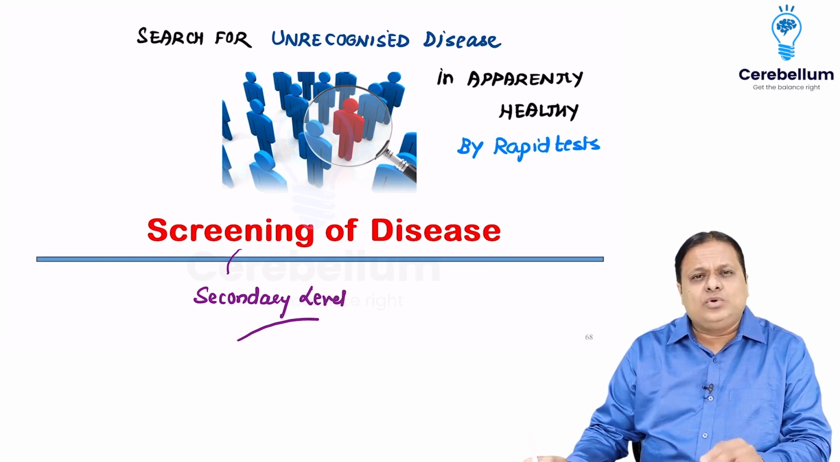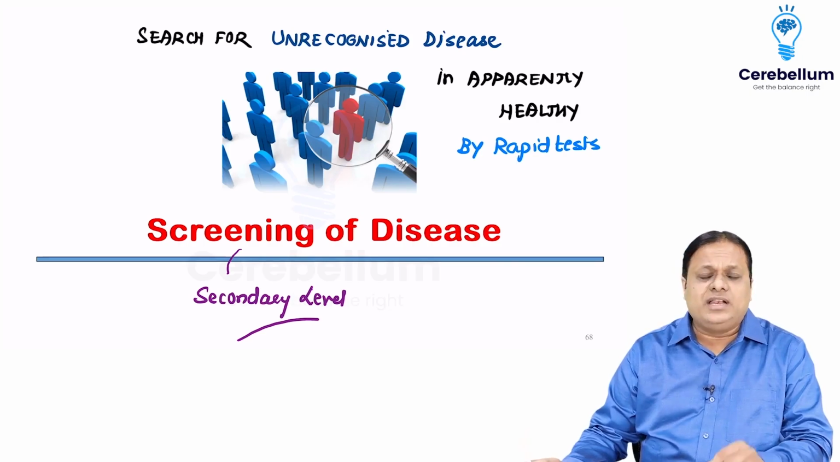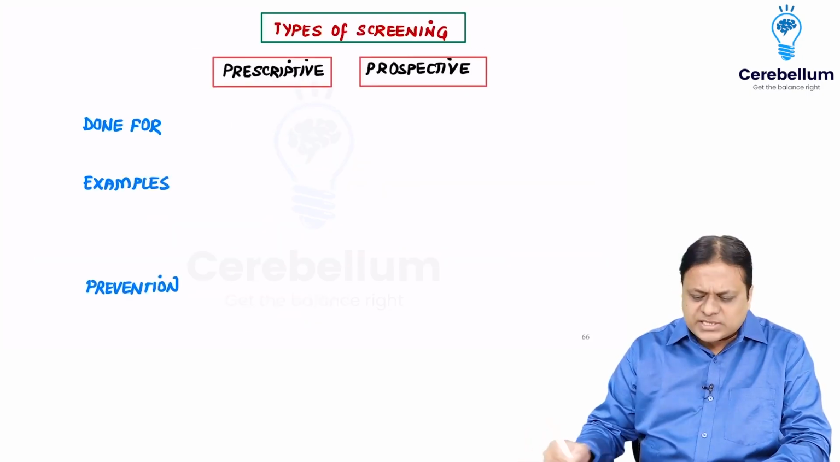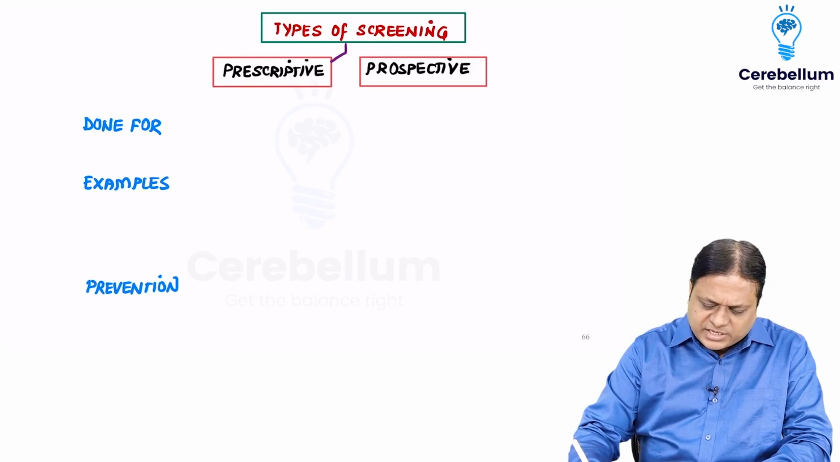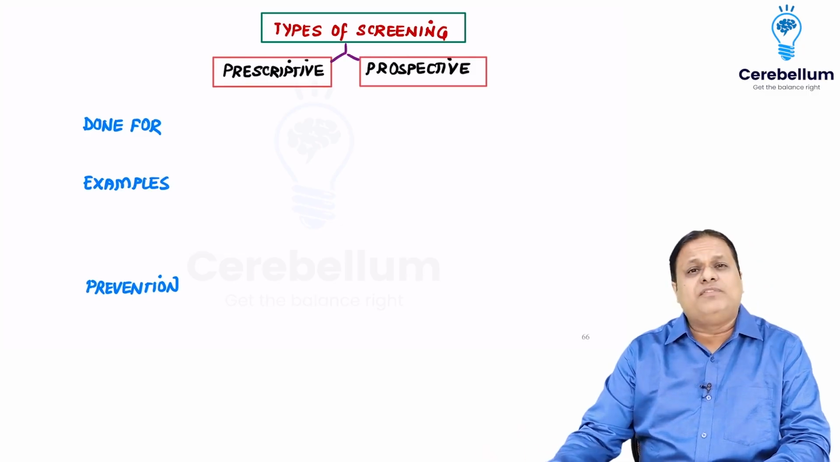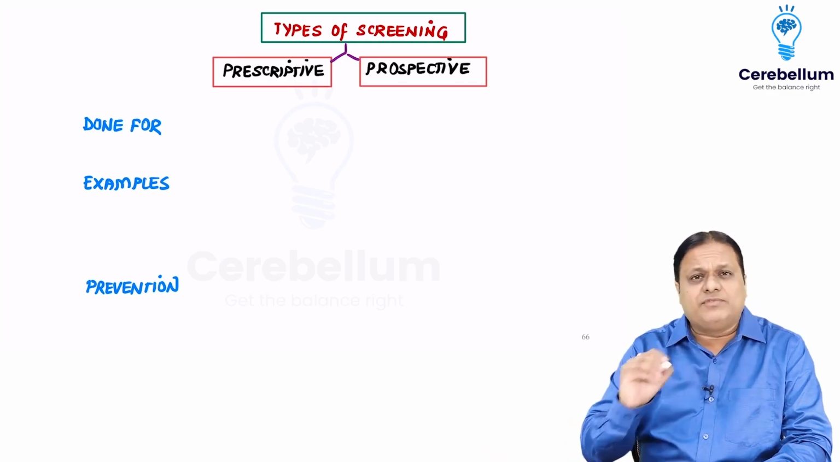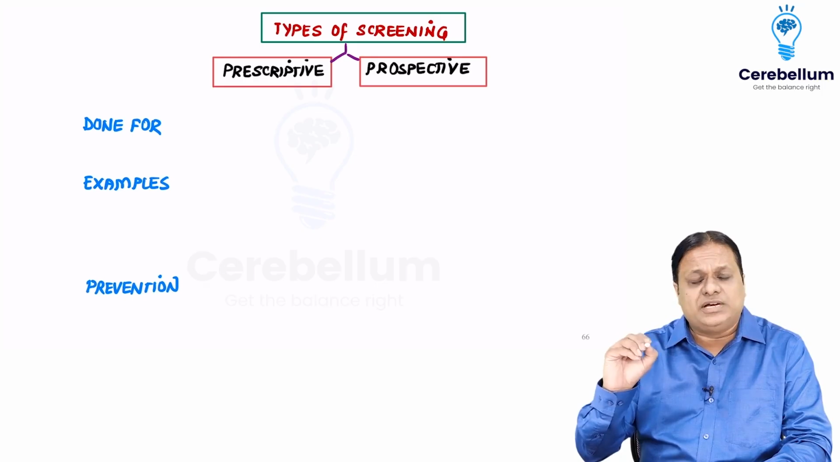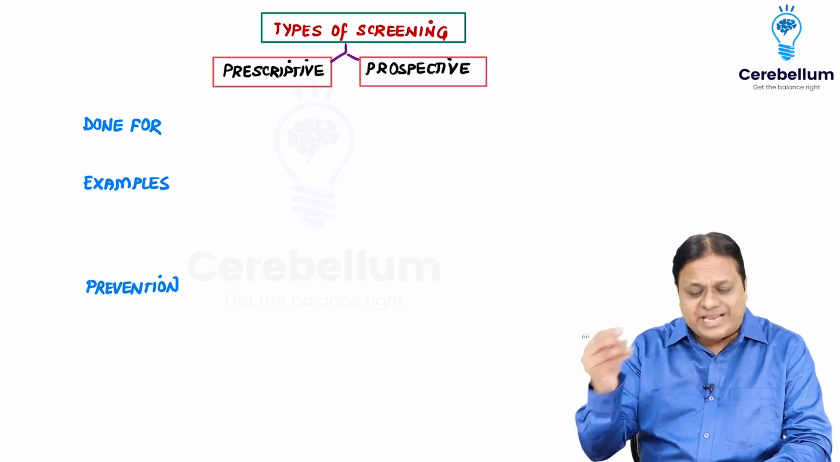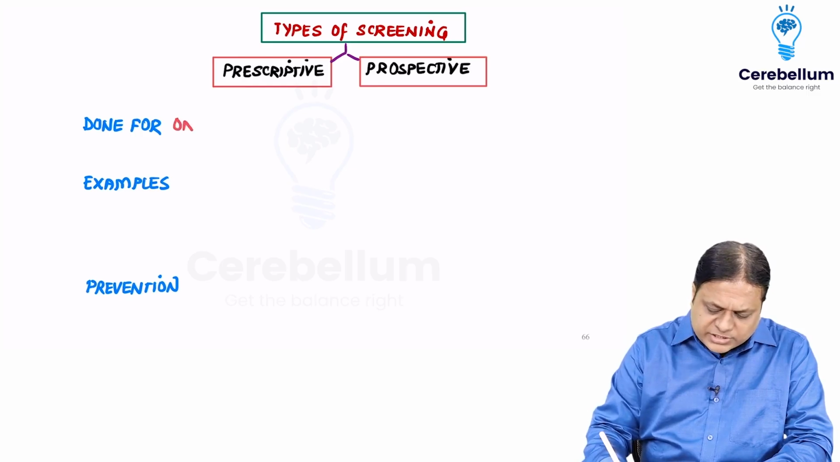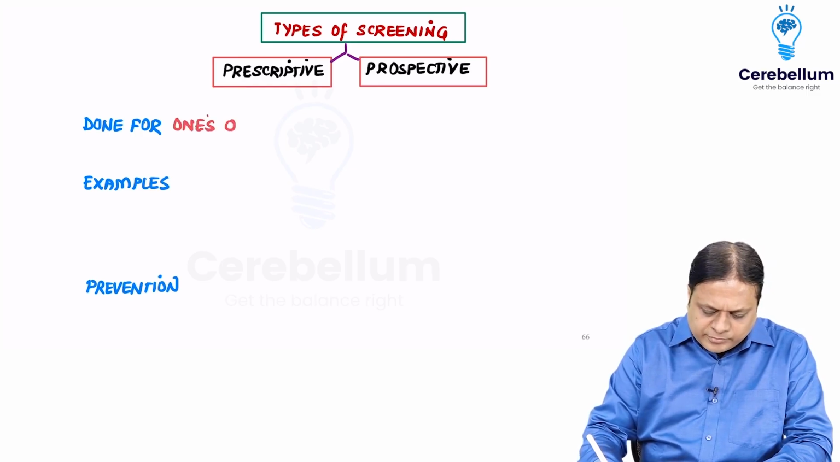Now screening, two types of classifications are asked in detail. Let's look at them one by one. First classification divides screening into prescriptive and prospective. What is prescriptive screening? Prescriptive screening, when you write prescription to a patient, it is going to benefit that patient. So it is done for one's own benefit.